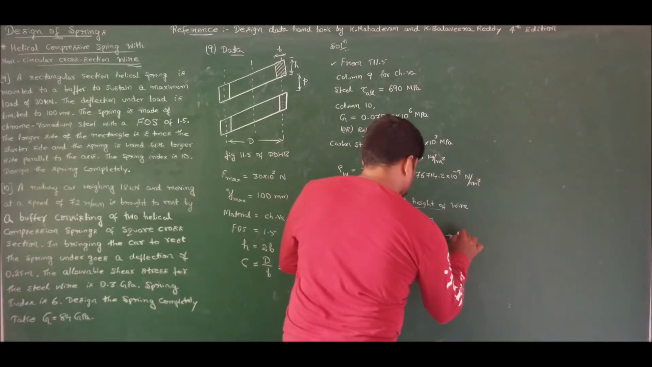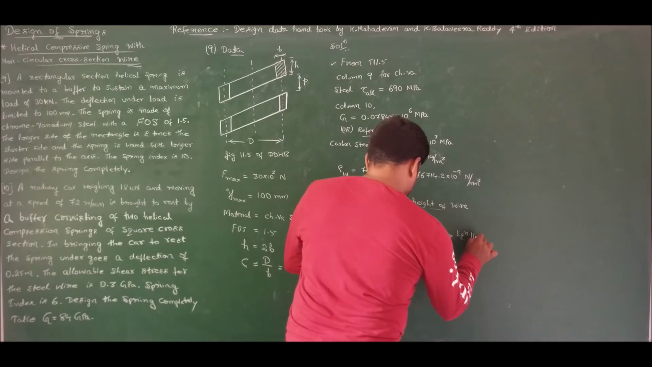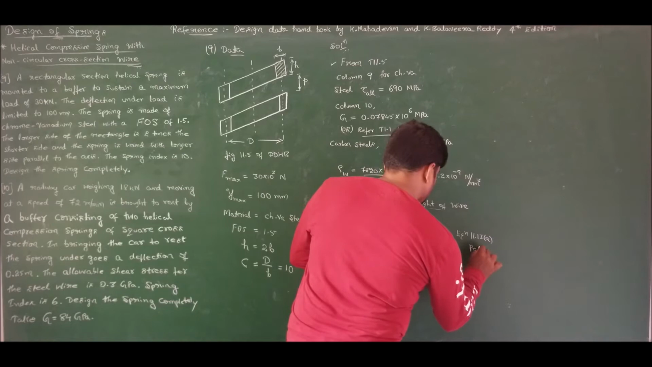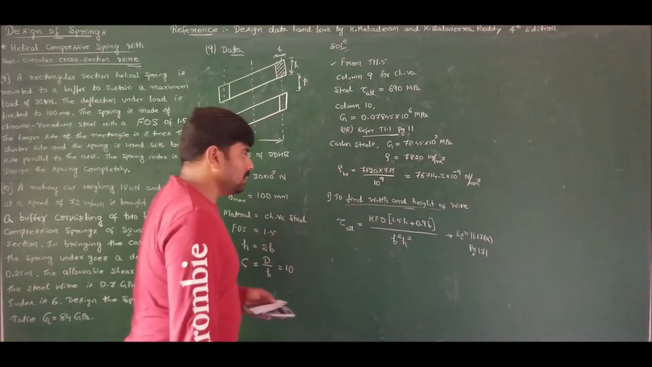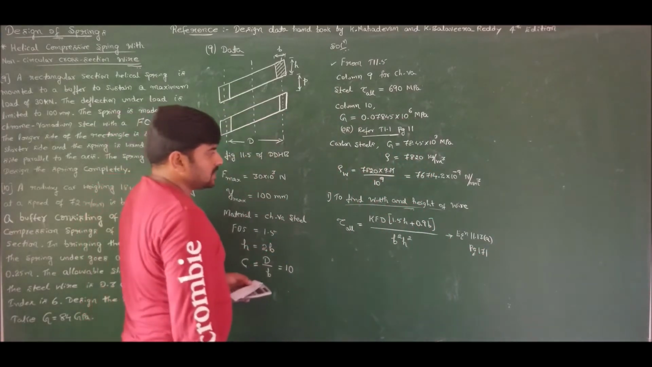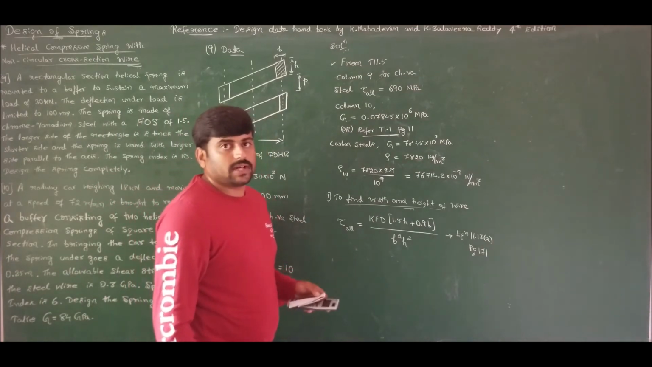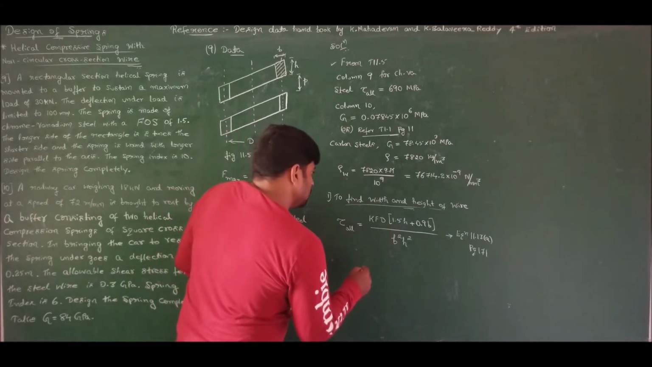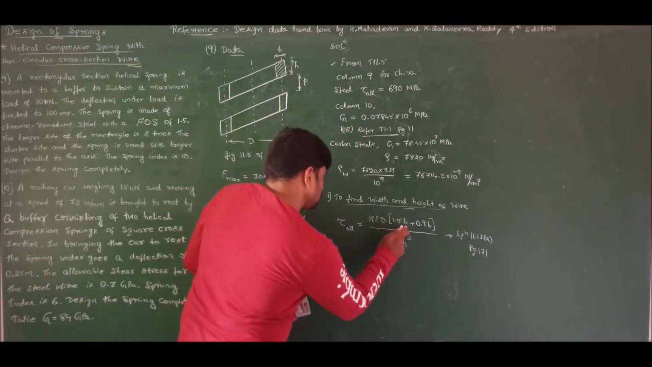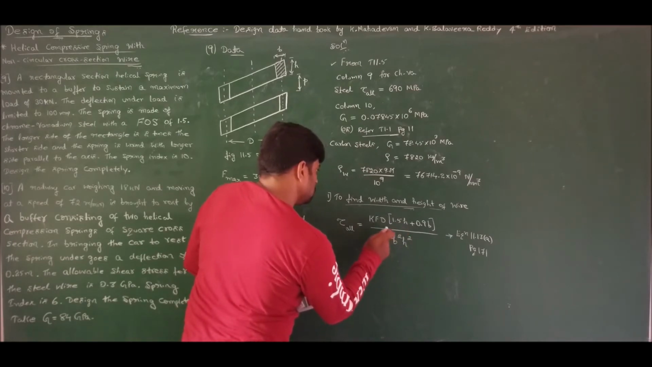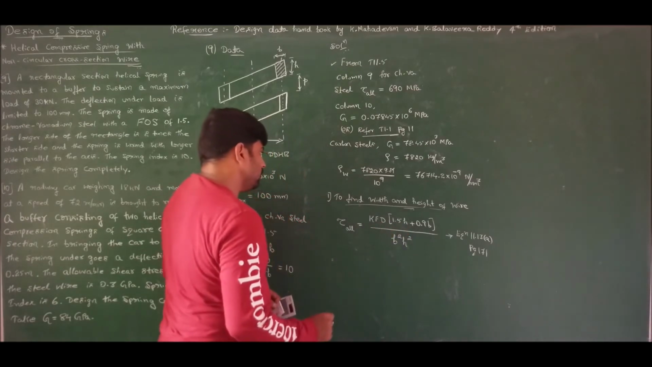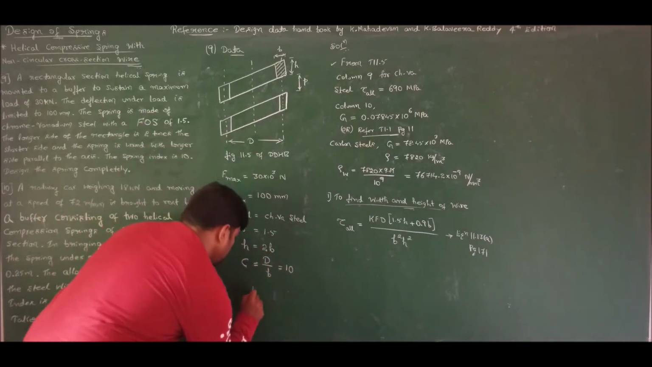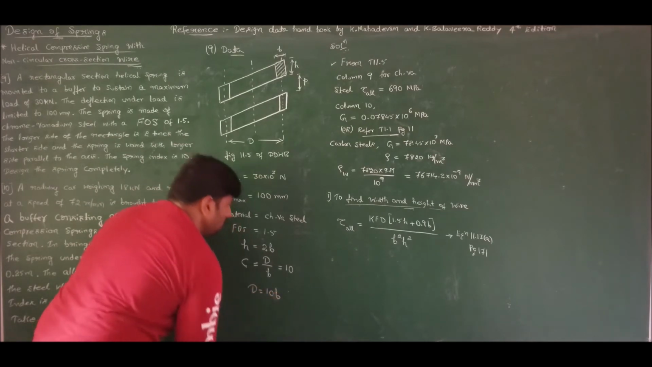So this is equation 11.13a, referring to page number 171 of our design data handbook. This is the equation for allowable shear stress for rectangular cross section wire helical compressive springs. Now we know all the values. We know that H is equal to 2B, and we know the value of C. C is D by B, which is 10. Therefore I can write D as 10 times small b.